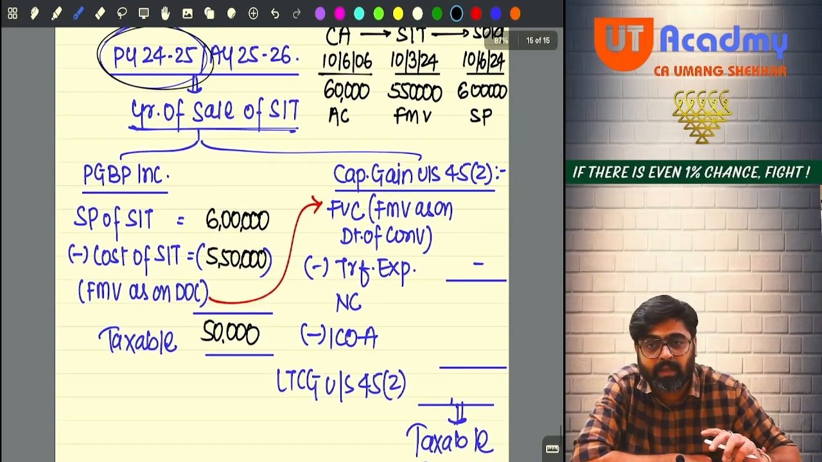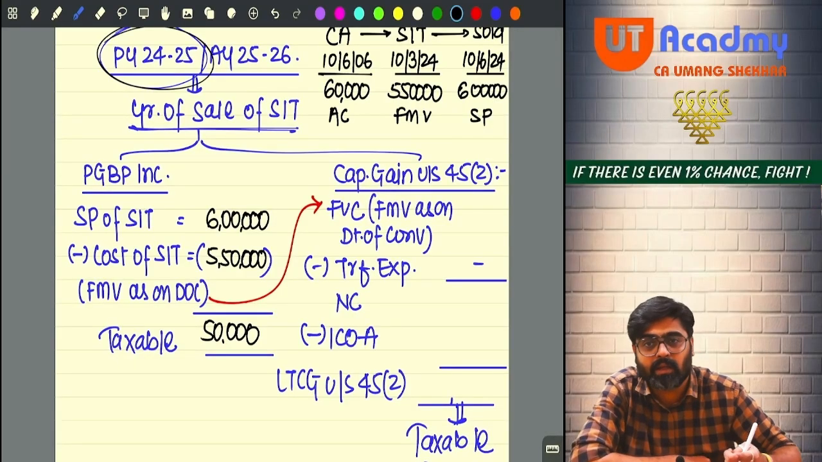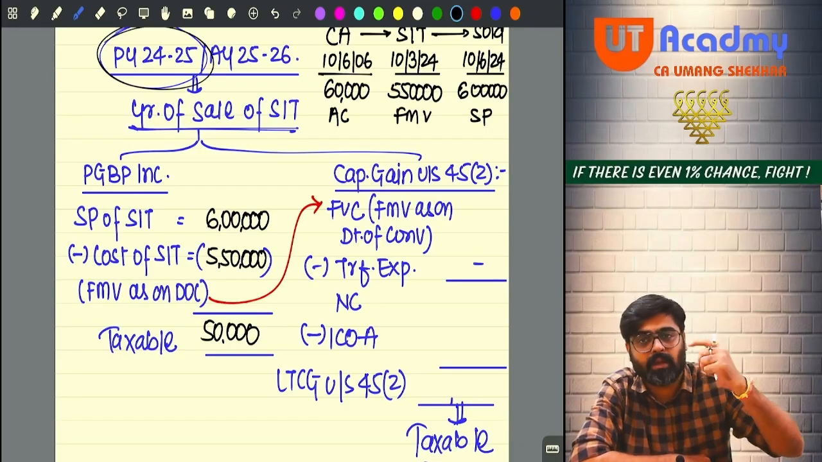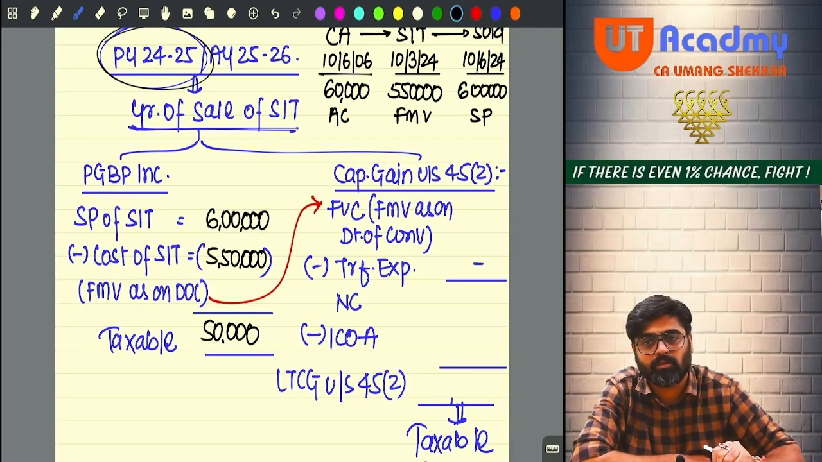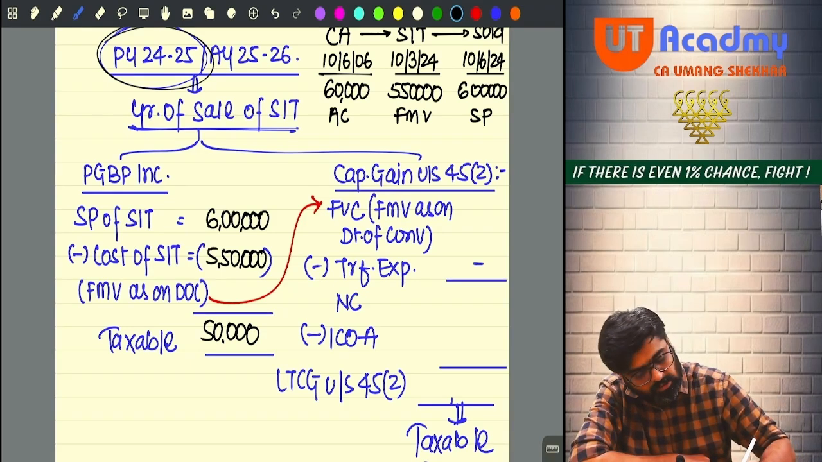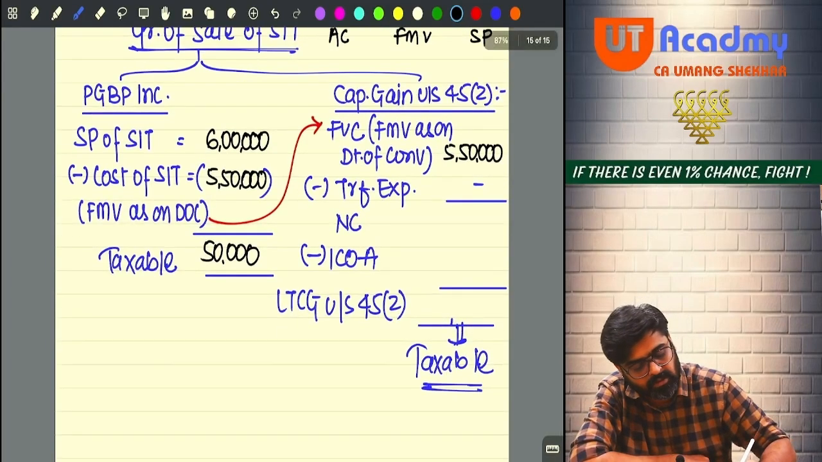Done. Now in the year in which the stock in trade is sold, the capital gain for the capital asset under section 45(2) will also be calculated. The fair market value will be treated as the full value of consideration for 45(2). So the same amount 5,50,000 I will take here as my full value of consideration, minus transfer expense, no transfer expense. Net consideration will be 5,50,000.